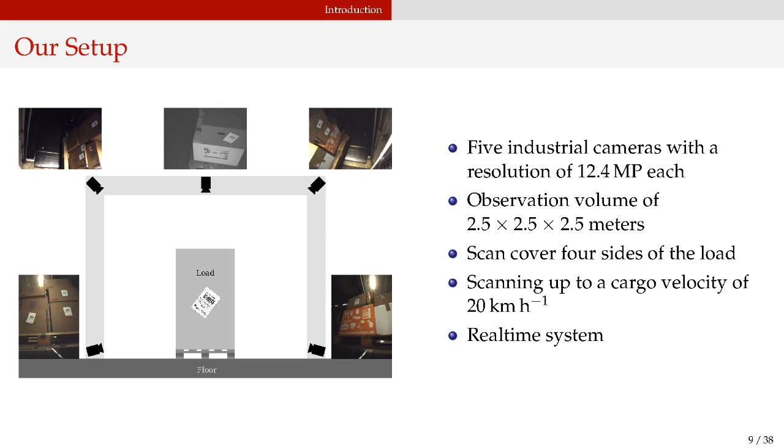Here are a few key points about our setup. We have 5 industrial cameras with a resolution of 12.4 megapixels each. We cover our observation volume of 2.5 cubic meters and scan 4 sides of the load, meaning front, top, the left and the right side. Because the goods are transported on pallets with a forklift, we need to care about motion blur. And last but very important, we need to provide the information about the barcode passing through as fast as possible.